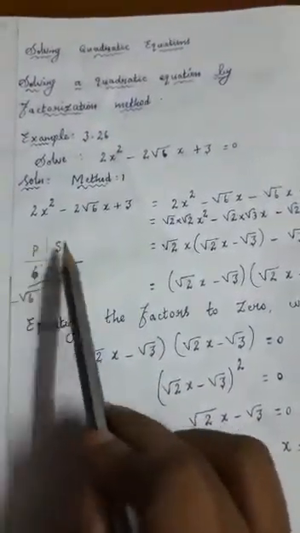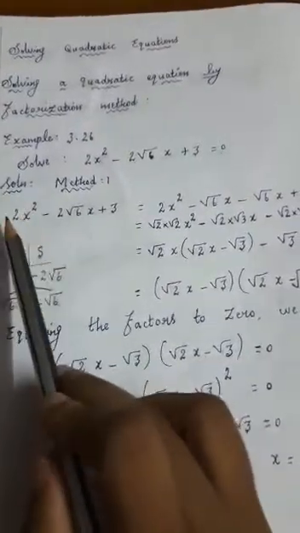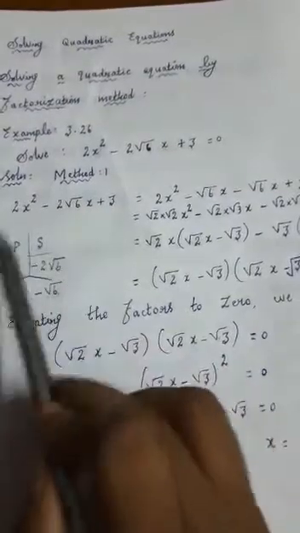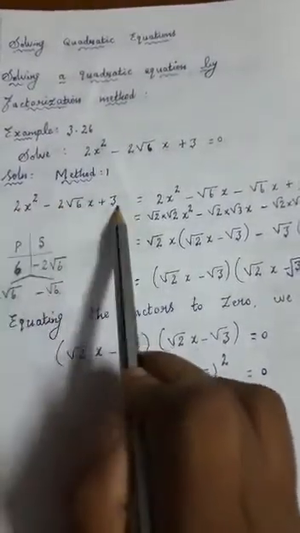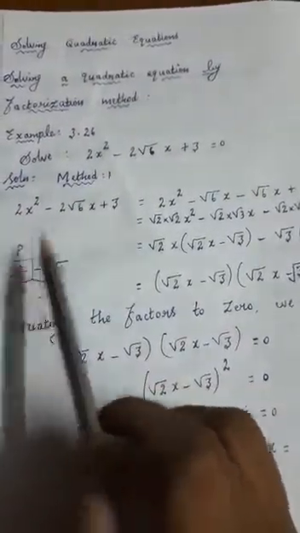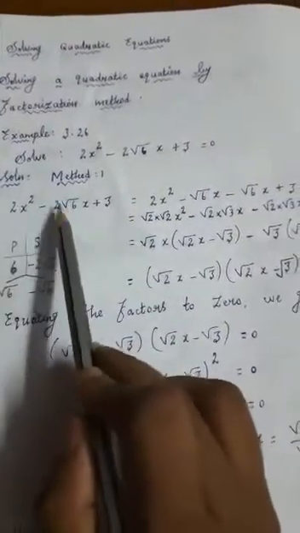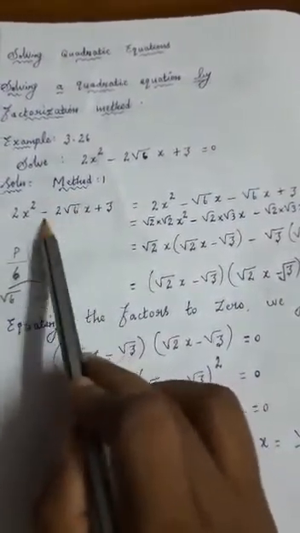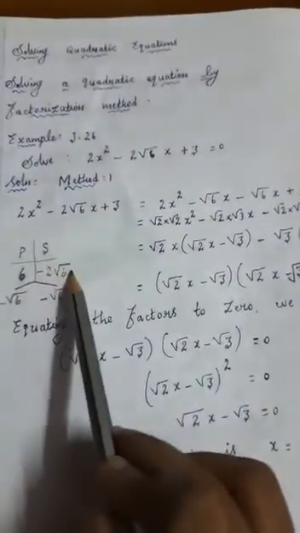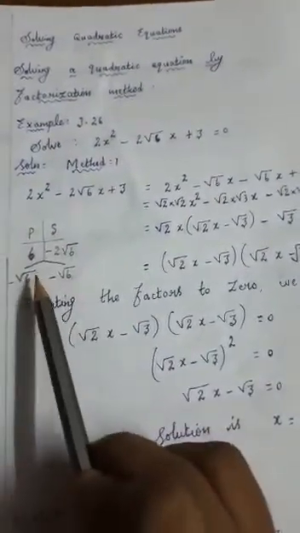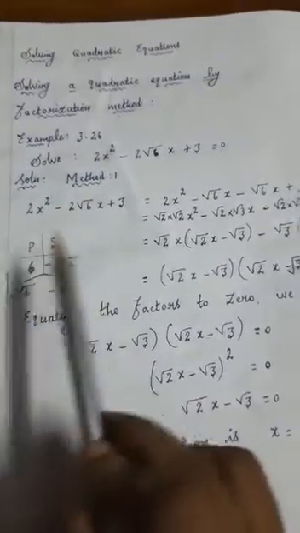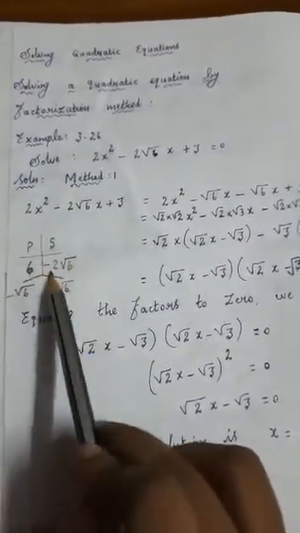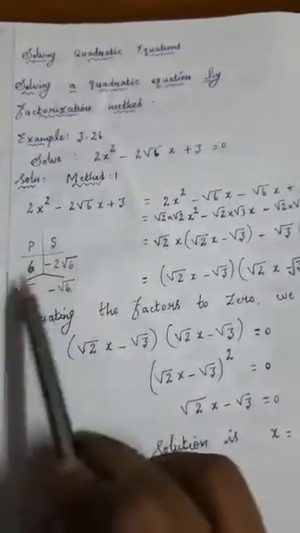We know the product and the sum. Product means what? The coefficient of x square multiplied by the constant term. 2 into 3, that is 6. The next one, in the middle term, the coefficient of x, that is the sum. Here the sum is minus 2 root 6. So which two numbers, when multiplied, give 6, and when added, give minus 2 root 6? Like that you need to choose the numbers.